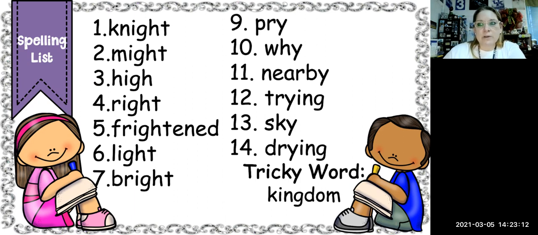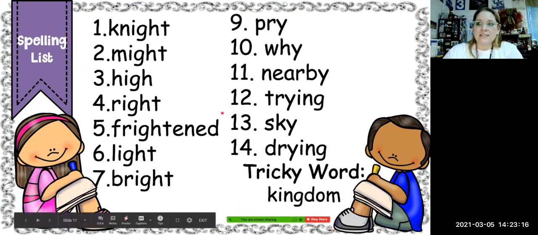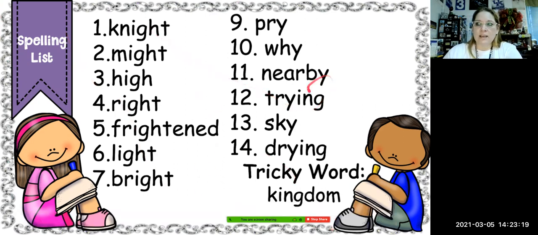I want you guys to notice that every one of our words, except the tricky word, has the I or the IGH for the I sound somewhere, okay? We have night has IGH, might has IGH, high has IGH. But then over here we have pry, which has a Y, nearby has the Y. So all of these words have the I sound with either the letter Y or IGH.